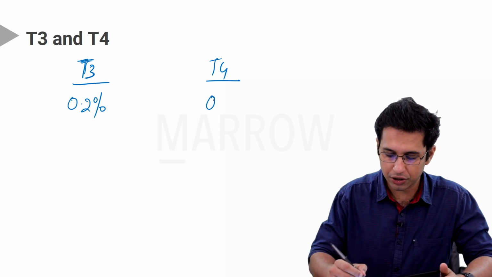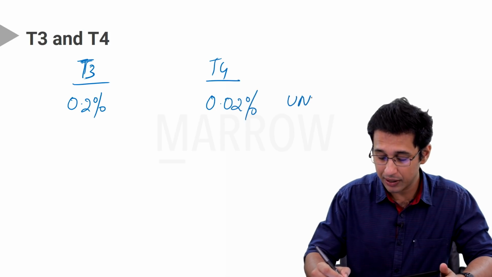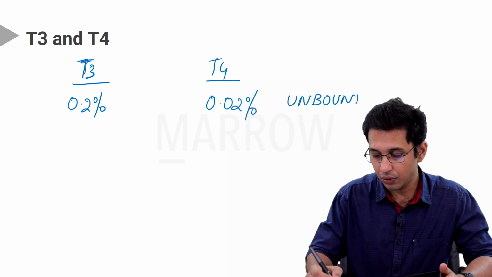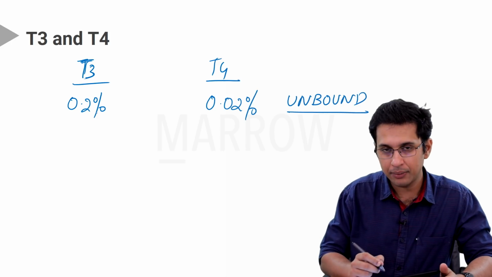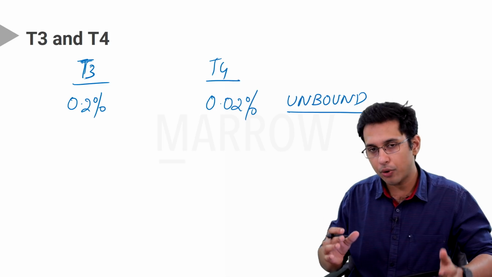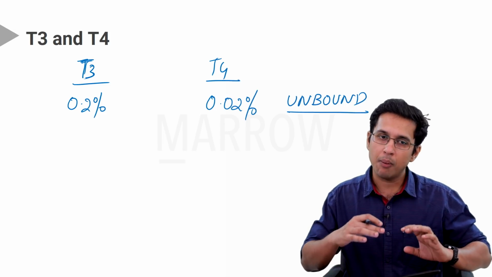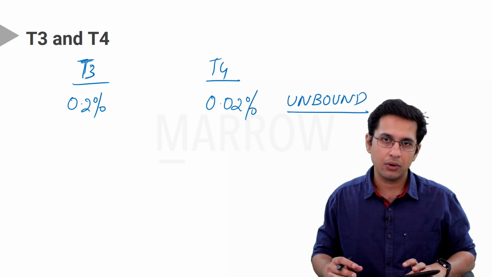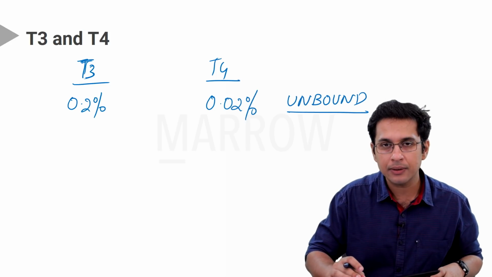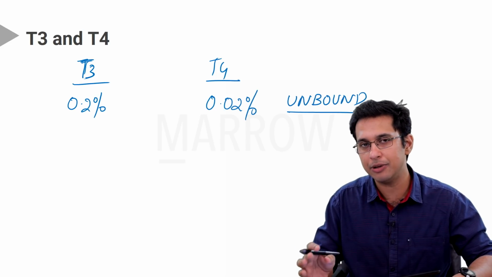T3. T4 is actually 0.02. It is unbound. Okay. So unbound is more in T3 so that it can immediately act, right? Unbound fractions are the active fractions, right? It is immediately active. So T3 is more unbound. T4 is less unbound, or rather more T4 is bound to the TBG and other proteins.